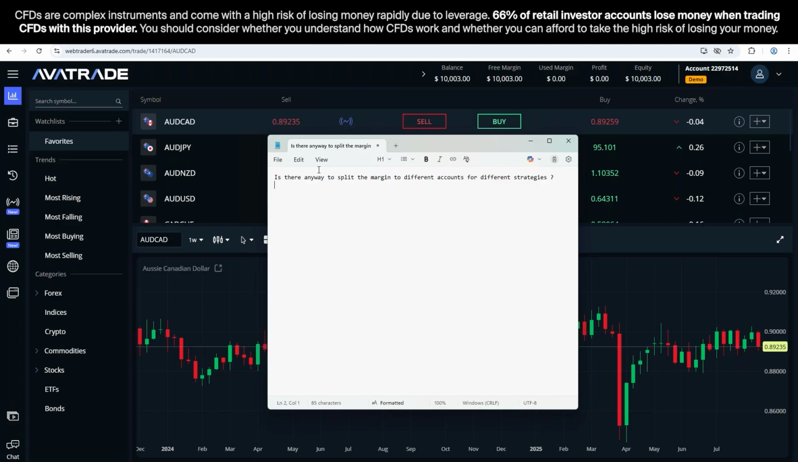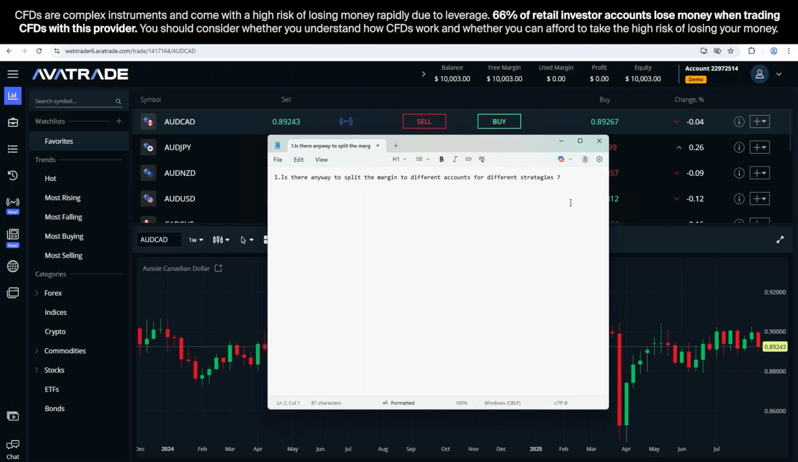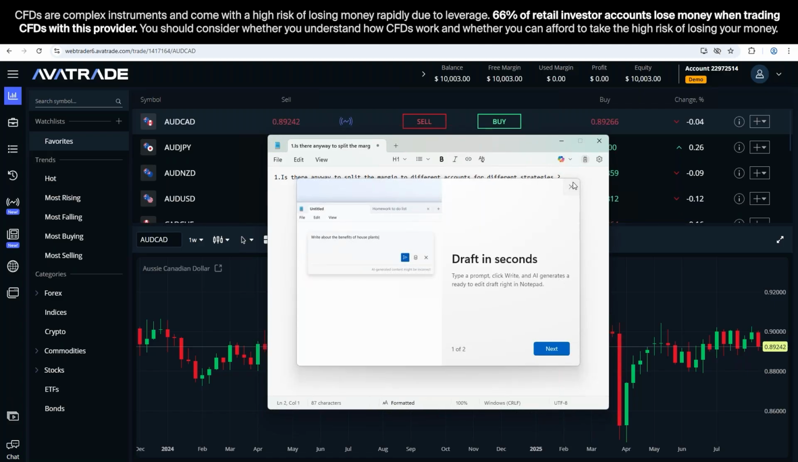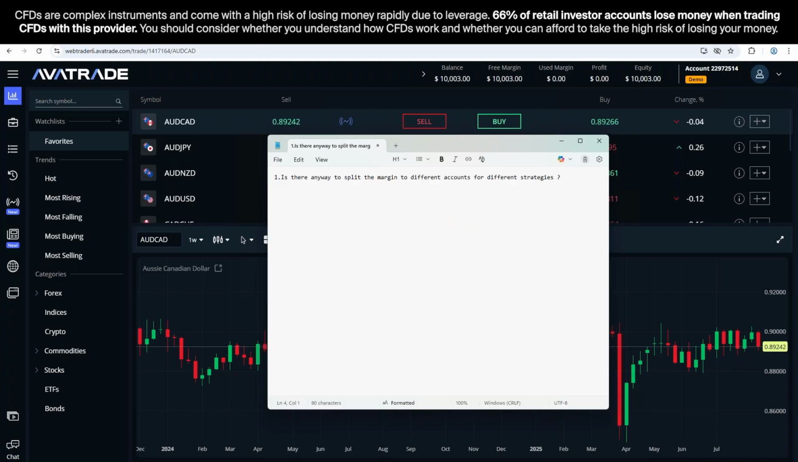Okay, the first question is, is there any way to split the margin to different accounts for different strategies? Yeah, this could very easily be done. We can create a sub account under the same email via our personal area.